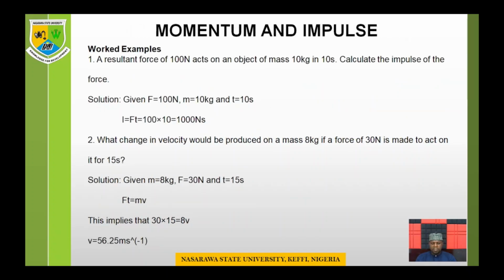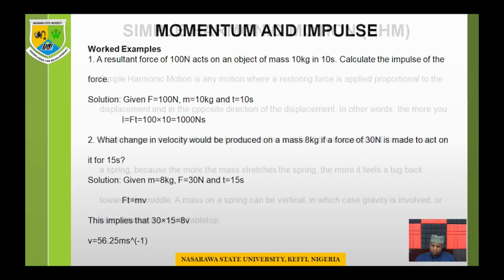So these are the 2 worked examples on momentum and impulse, and I think this is where we have come to the end of momentum and impulse. So the next thing we'll be talking about now is simple harmonic motion.